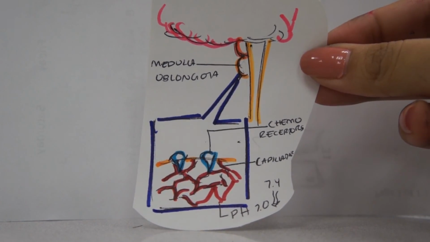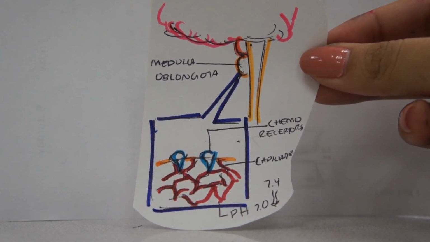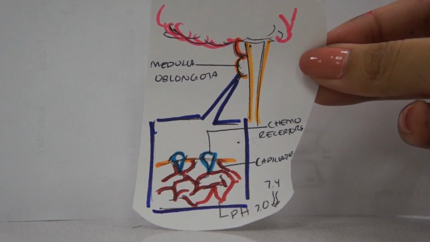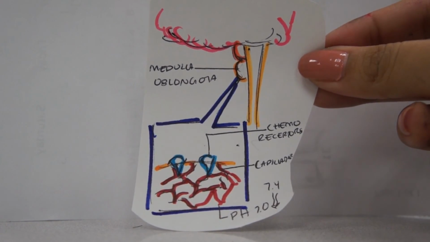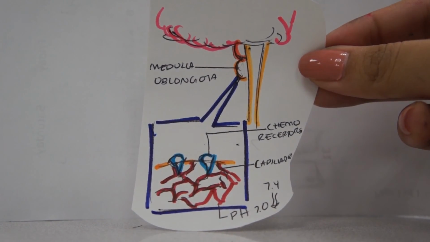The second mechanism is the medulla itself, which contains the same kind of chemosensors, and as the blood passes through the capillary beds located in the medulla, increased CO2 levels and decreased pH are detected.